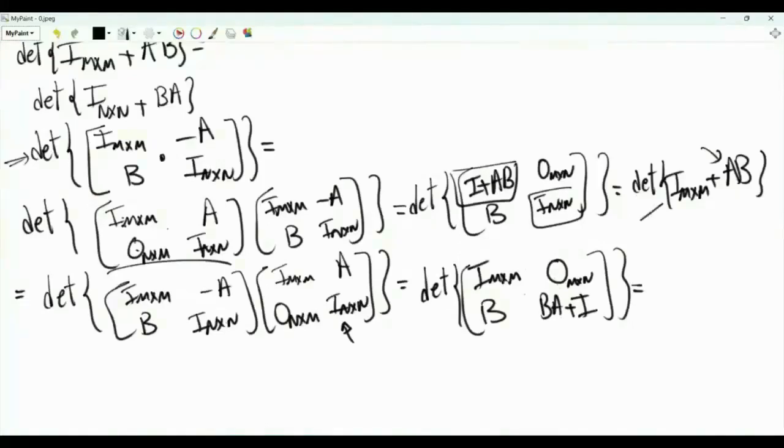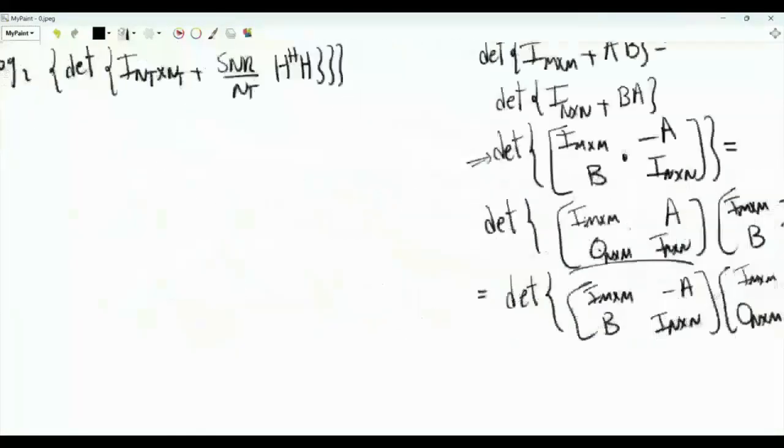And again, by the same rule that we applied here, the determinant of this matrix is the determinant of this identity, which is unity, and then the determinant of identity, now of size n by n, plus BA. So these two determinants are exactly equal.